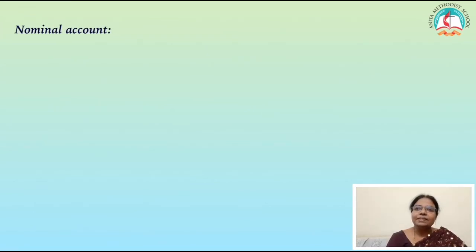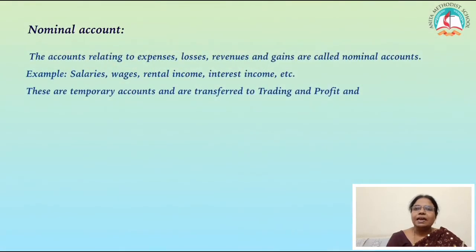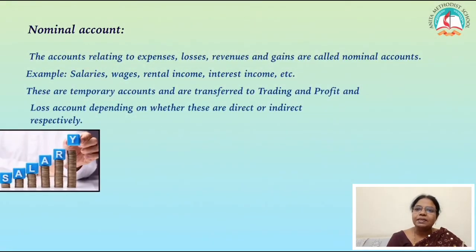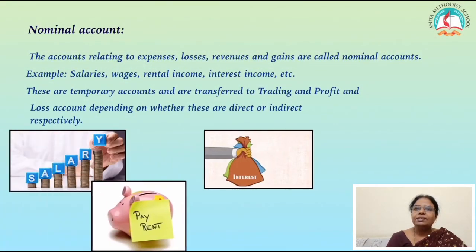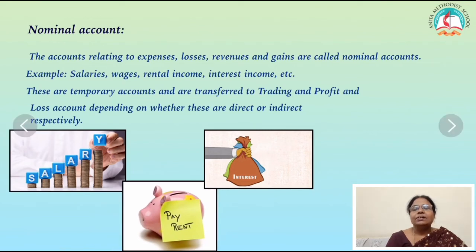Now the next one is nominal account. These accounts relate to expenses, losses, revenues and gains. Examples of nominal account: salaries, wages, rental income, interest income, etc. Children, these are temporary accounts and will be transferred to trading and profit and loss account depending on whether these are direct or indirect respectively.